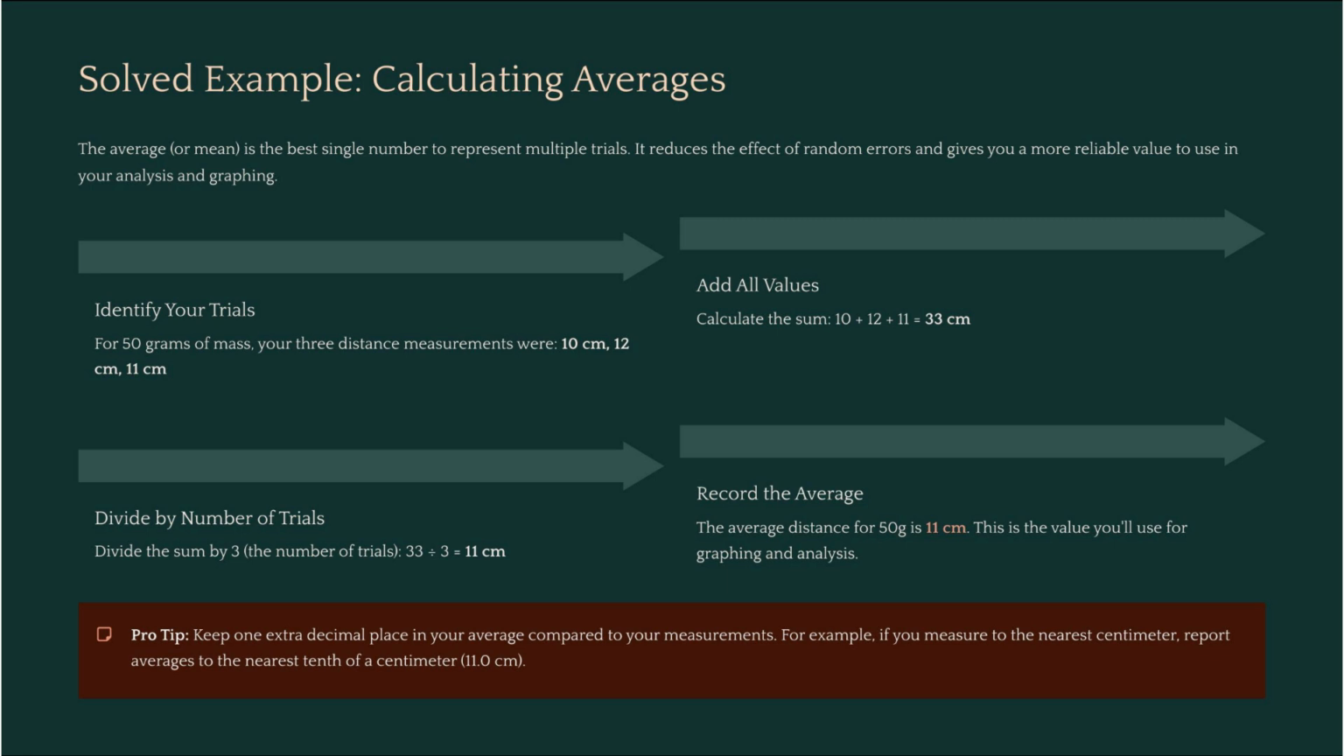For example, if your 3 distance trials for the 50-gram mass were 10 centimeters, 12 centimeters, and 11 centimeters, you add them. 10 plus 12 plus 11 equals 33 centimeters. Then you divide by the number of trials, 3. 33 divided by 3 equals 11 centimeters. The average of 11 centimeters is the most reliable result.